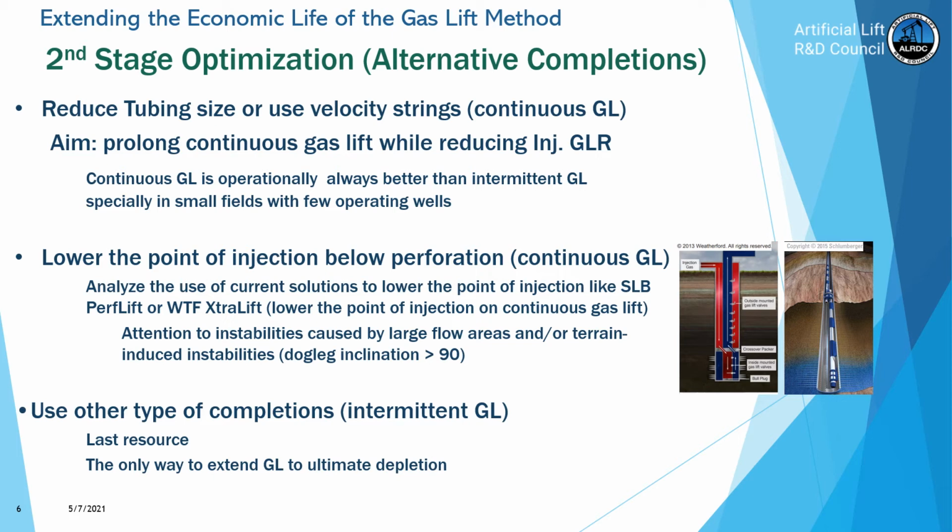But even if you're using this type of completion for continuous gas lift, you need to pay attention to instabilities caused by large flow area and/or terrain-induced instability. We're going to be producing below the bubble point pressure, and the horizontal section of the well might be very long, so we might have terrain-induced instability. If we're going to extend gas lift all the way to ultimate depletion, then we really need to use another type of completion that is specifically designed for intermittent gas lift, and that's what I'm going to explain next.